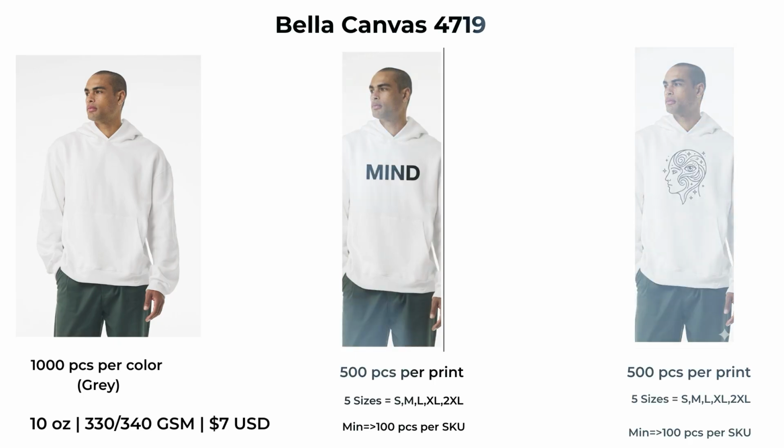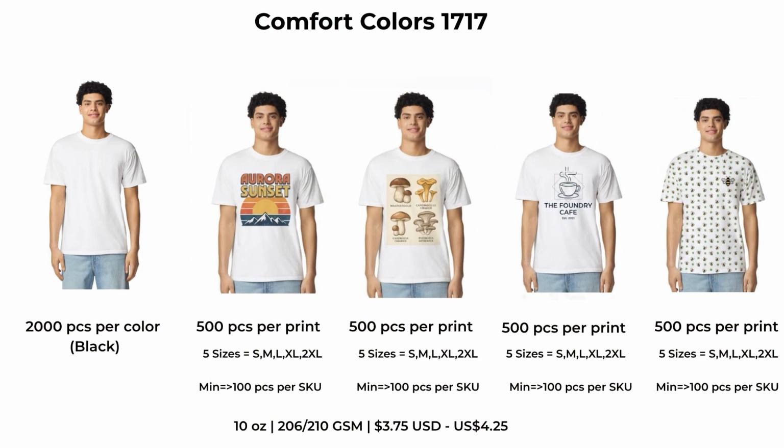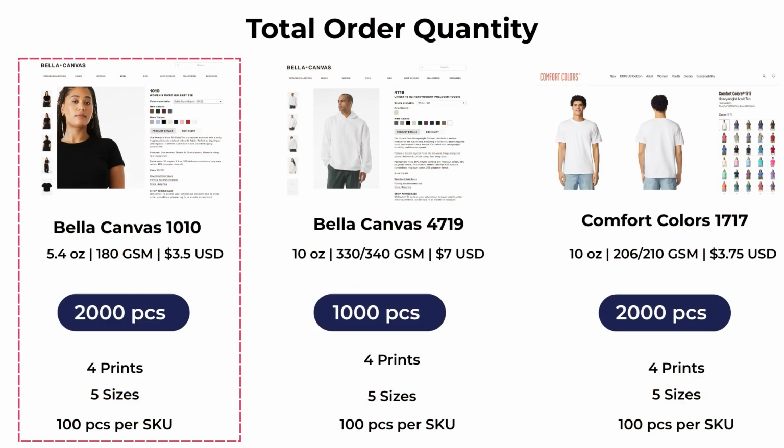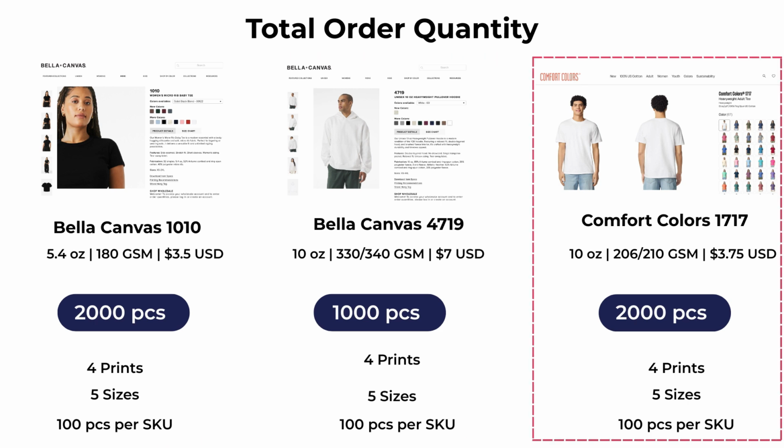And similarly, we have the Comfort Colors t-shirt. This is a slightly heavier weight, 210 GSM, about 10 ounce. They are priced at around $3.75. So t-shirts at 3.5-ish and hoodies at $7. So 2000 units of Bella Canvas 1010 t-shirt, 1000 units for hoodies, and again 2000 units for the t-shirt. Now these are the minimums as per SKU as well as for the fabric.